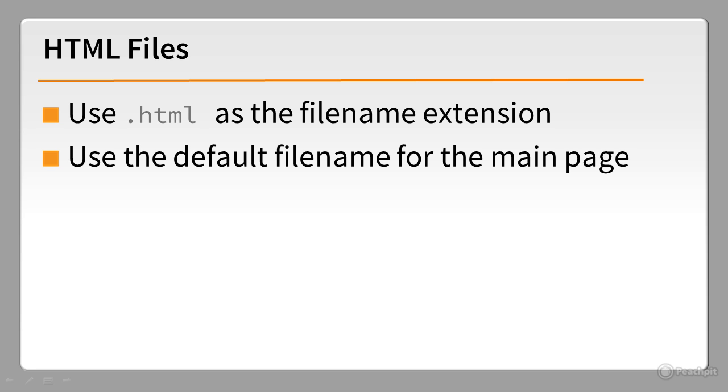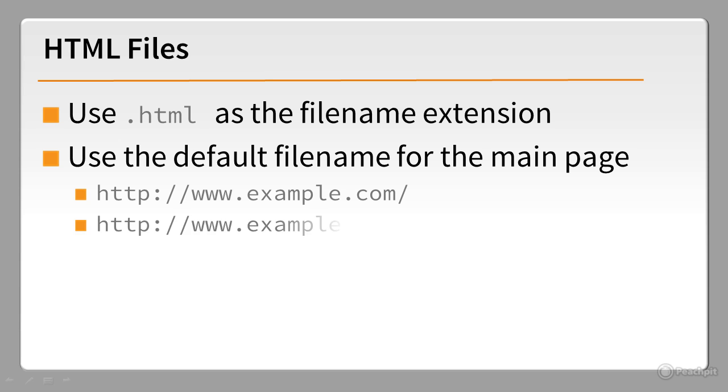Use the web server's default file name for the main page of your site. This is normally index.html, although some servers use default.htm. Check with your hosting company or server administrator to find which to use. Simply typing a URL like this results in the web server automatically sending the default page. It's a lot easier than typing out the full address like this. This also works with subfolders inside your site.